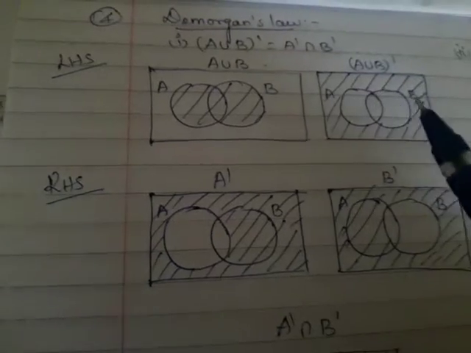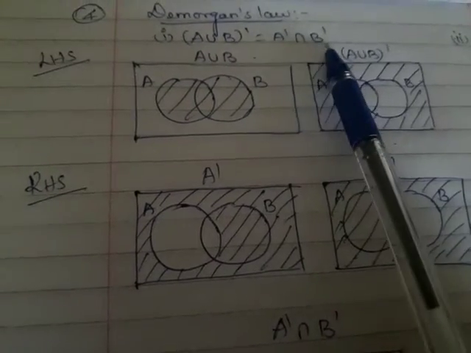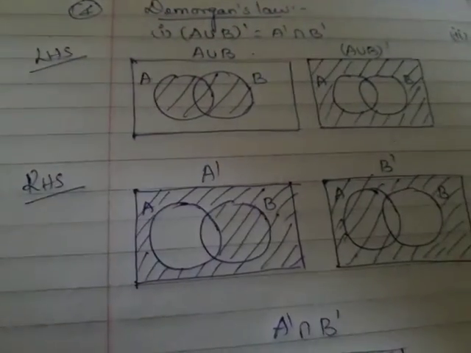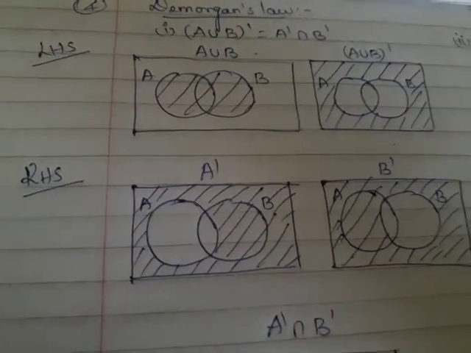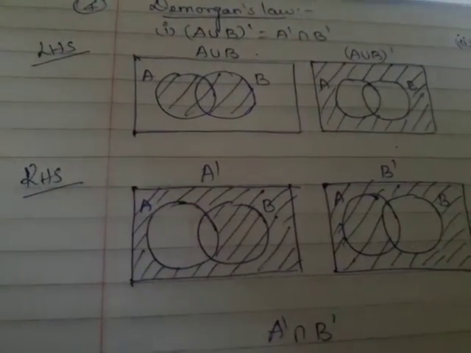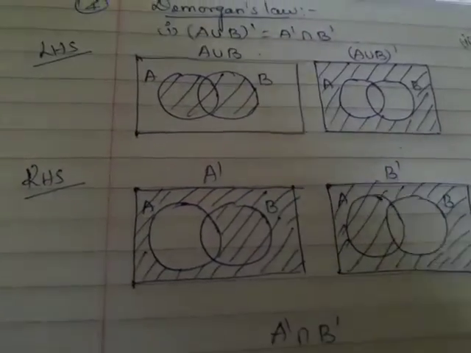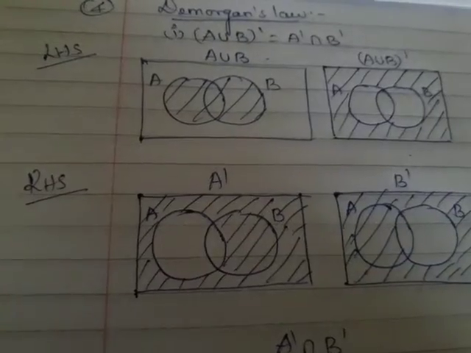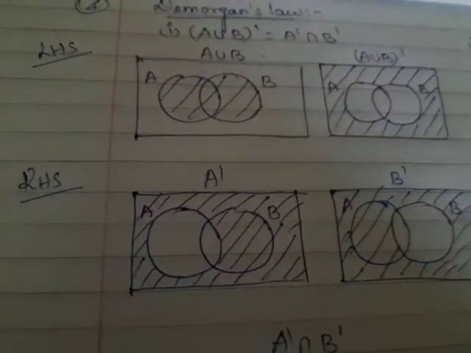When I took the class, I told you De Morgan's law is very very important. A union B the whole dash is A dash intersection B dash, and the presentation is also very very important. Don't give your answers in a clumsy way. I won't correct it hereafter. It should be presented in a neat way. In Venn diagrams, the intersection part and which part you have shaded should be clearly seen. If it's not clearly seen, they won't give marks.